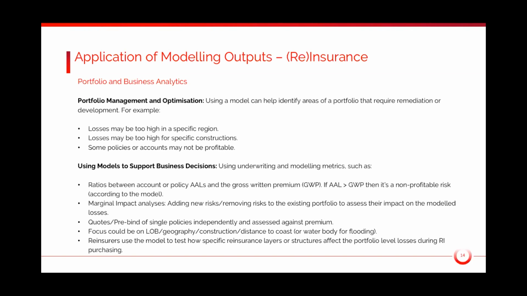You can also start looking at things like marginal impact analyses and quoting. A lot of companies will model new risks before they've actually written or bound them. These are pre-binds or quotes. You can then perform marginal impact analyses by modeling these new risks that you might want to write and see what impact they have on your existing portfolio. That might help determine whether the underwriters write that business or not. And you can start focusing on certain lines of business, geography, construction, and, like I said, distance to coast, or distance to water, certainly for flooding or for wind.